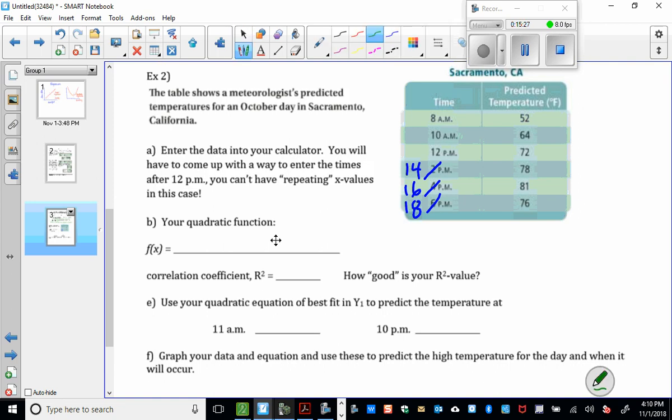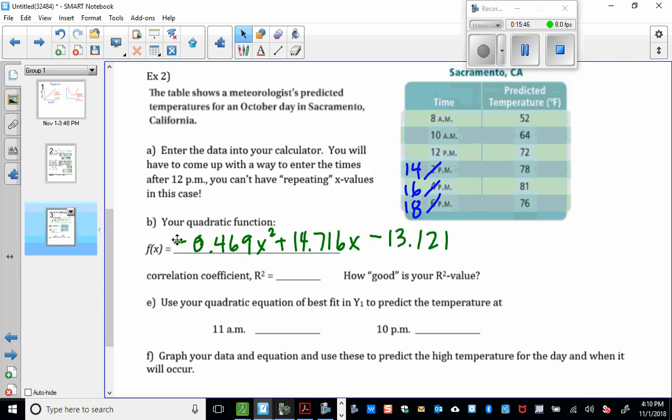Negative 0.469, and I guess I should put a 0 to be really precise. Negative 0.469 x squared plus 14.716x minus 36.121. And there's my equation. My correlation coefficient, R squared, is 0.99. Very good.